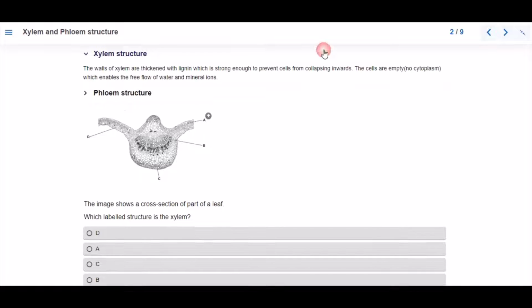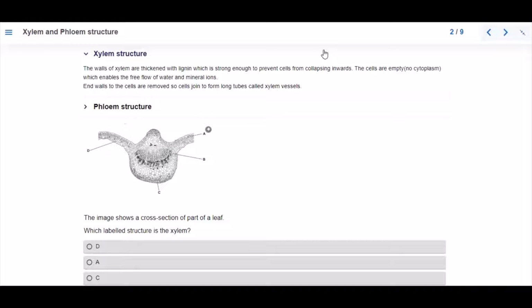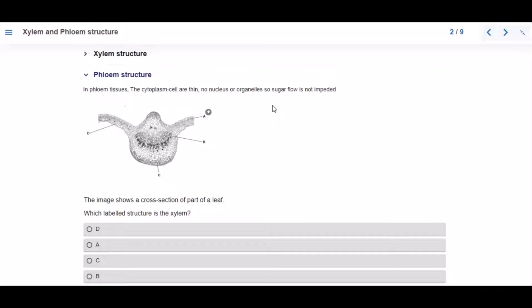The xylem structure. The walls of the xylem are thickened with lignin, which is strong enough to prevent cells from collapsing inwards. The cells are empty, that is, there is no cytoplasm, which enables the free flow of water and mineral ions. End walls to the cells are removed. So cells join to form long tubes called xylem vessels. The phloem structure. In phloem tissues, the cytoplasm cells are thin, no nucleus or organelles, so sugar flow is not impeded.